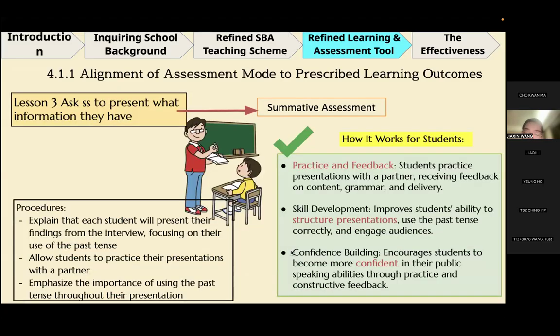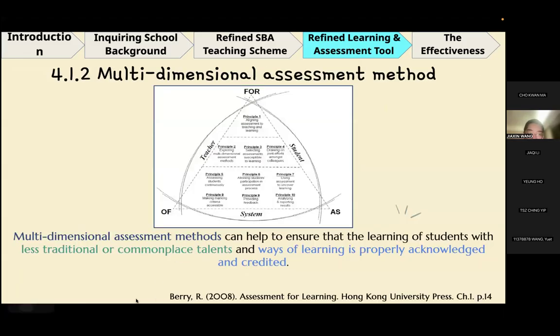After they have an interview with their classmates, students need to present what they have done. So it is a good chance for students to practice presentations with their classmates. They can receive feedback on content, grammar, and delivery. And students can also know whether they use the past tense correctly and whether they can engage their classmates successfully.